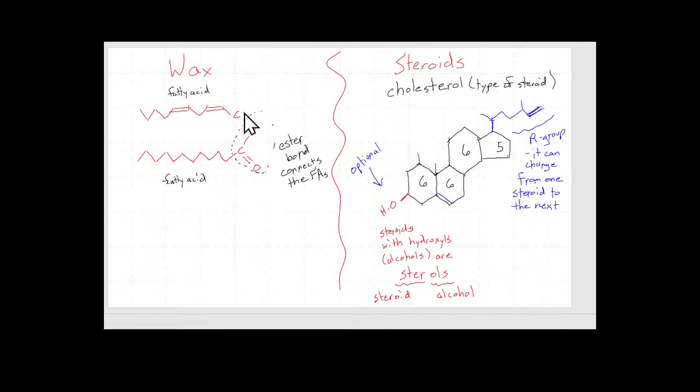Waxes, again, are two fatty acids with an ester bond. Steroids, these are so different than anything else that we've seen. If you ever see on a quiz this 6-6-6-5 combination through here and some random stuff either here or not here, those are steroids. So just be aware that whenever you see that, you should automatically think steroid.